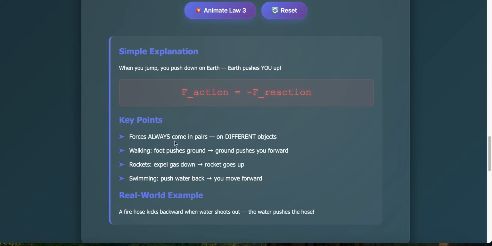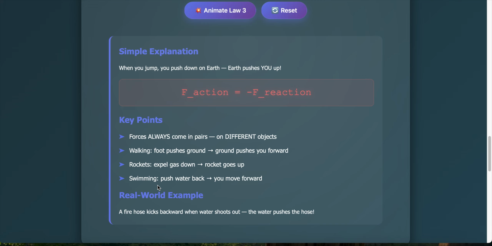Forces always come in pairs, on different objects. Walking: your foot pushes the ground, and the ground pushes you forward. These are all examples of Newton's third law of motion. Like swimming, when you go to the swimming pool, you push your hand back, then you move forward. That applies Newton's third law. Like when you walk on the field, your leg goes back, but you go forward due to Newton's third law of motion.